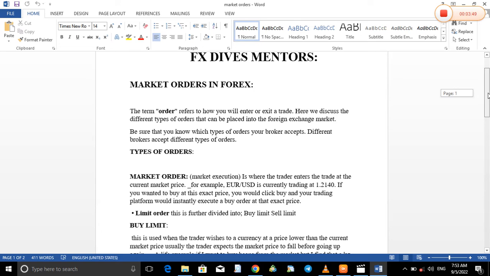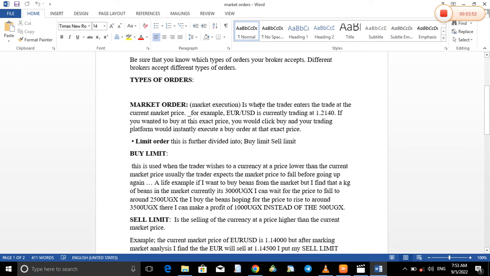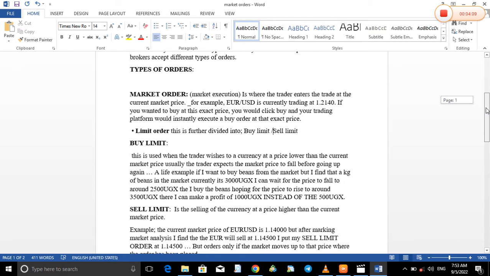Let me head to the second one. Now we have what we call limit order. Limit orders are divided into two. We have what we call buy limit and we have what we call sell limit. Now I'm going to be explaining one by one.